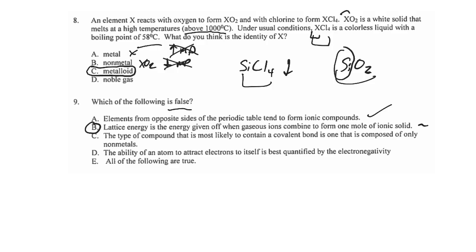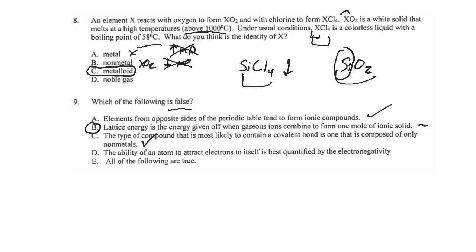Let's go through the other choices. Hopefully we'll see that they're true. The type of compound that is most likely to contain a covalent bond is one that is composed only of nonmetals. And that is generally true, that nonmetals tend to form covalent bonds, and metals and nonmetals together tend to form ionic bonds.